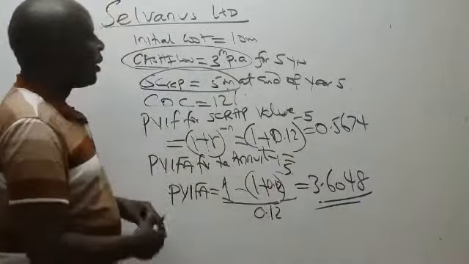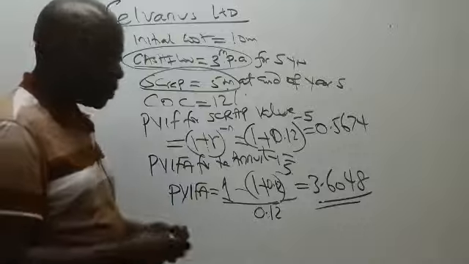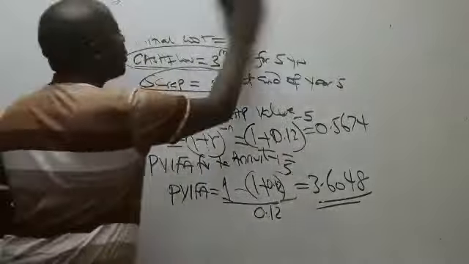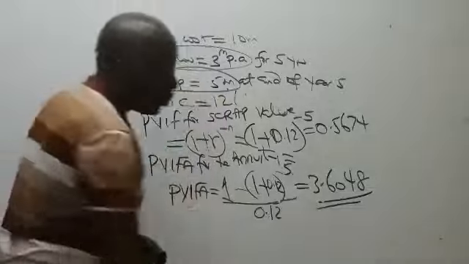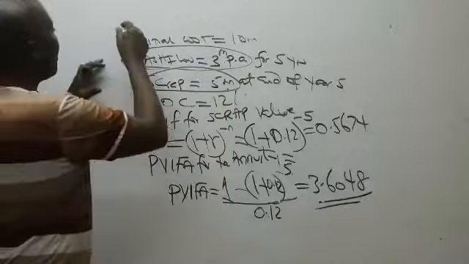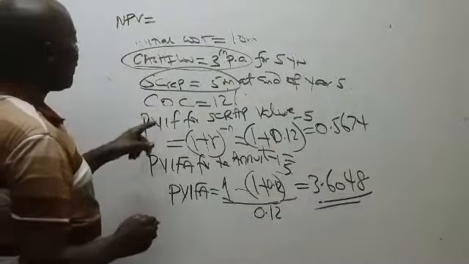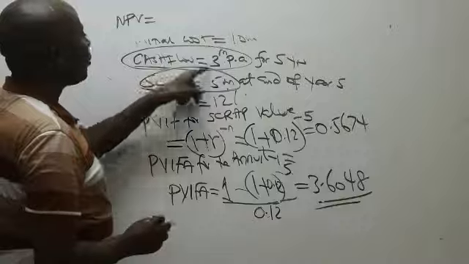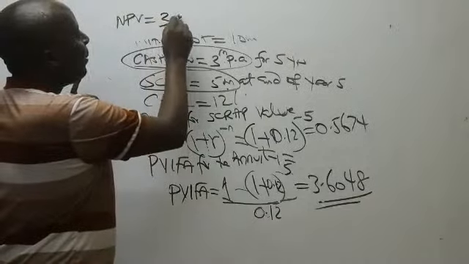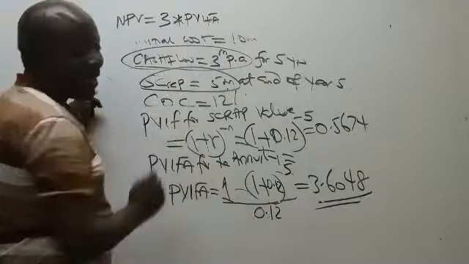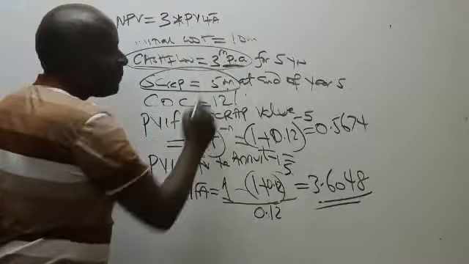Thank you very much. Ladies and gentlemen, look at what I'll do to Silvanus' workings. To get the NPV of Silvanus' question, I have this cash flow of 3 million per annum. Remember, this cash flow will be multiplied with PVFA because it's per annum. They've told us it's an annuity.